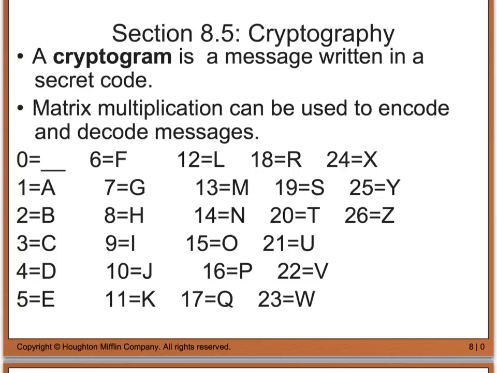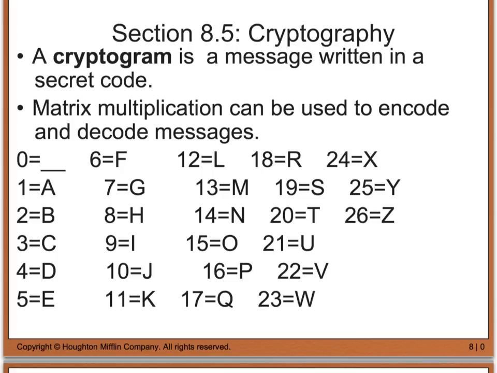The last thing we're going to look at today is a cryptogram, or cryptography. Now, a cryptogram is a message that is written in a secret code. And we can actually use matrix multiplication to either encode or decode these messages. Your book has this chart that I have down below on page 625 if you want to refer back to it. I will also give this chart to you on a test or quiz.